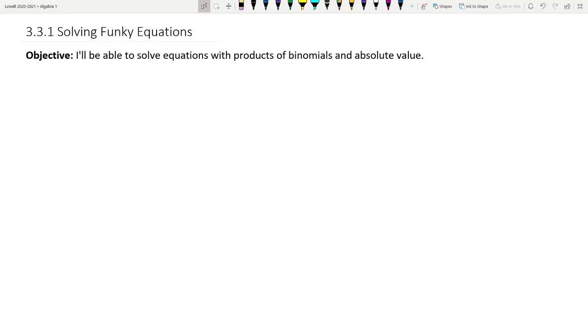Alrighty, in the last video we talked about how to solve equations with products inside them. Now we want to talk about absolute value equations. And so let's just think about this, with an example.